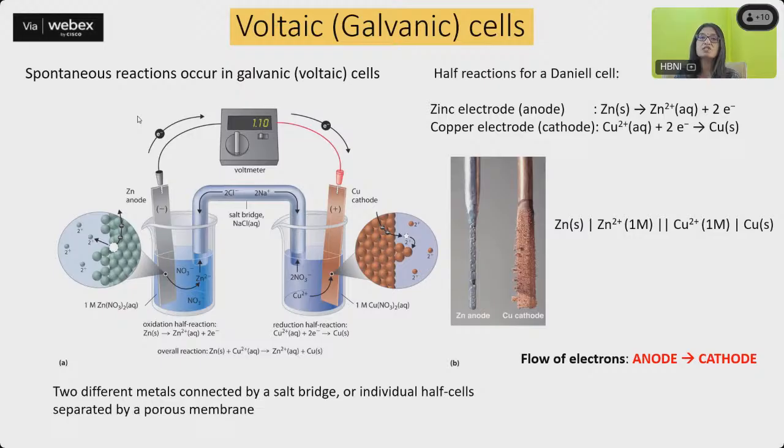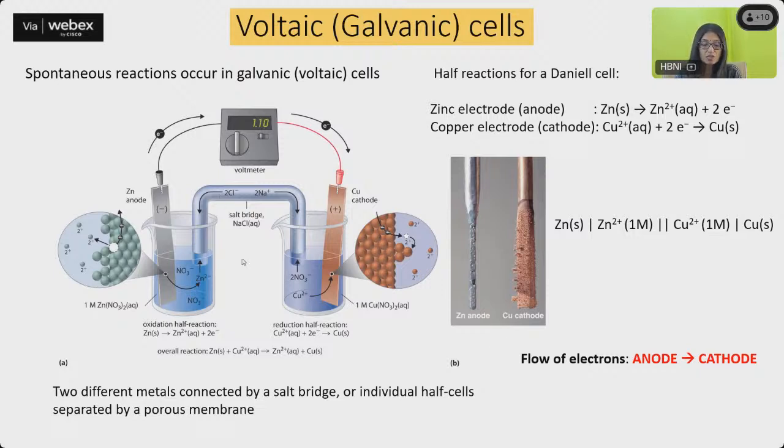So voltaic or galvanic cells, what happens? Spontaneous reactions occur in the galvanic or the voltaic cell. If you talk about a Daniell cell, as I said, if you remember the landmark achievements, we spoke about the Daniell cell. The Daniell cell uses a zinc electrode, which is the anode, and a copper electrode, which is the cathode. Zinc is basically dissolving in the electrolyte, forming zinc ions, and electrons are released, whereas in the copper case, copper ions take in these electrons and form solid metal copper. So the flow of the electrons happens from the anode to the cathode.